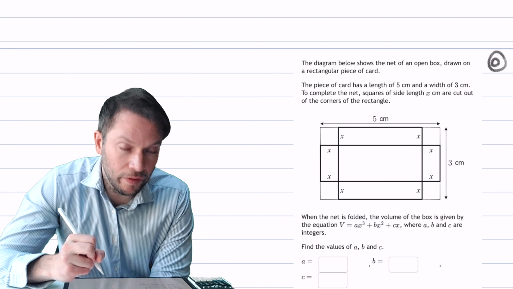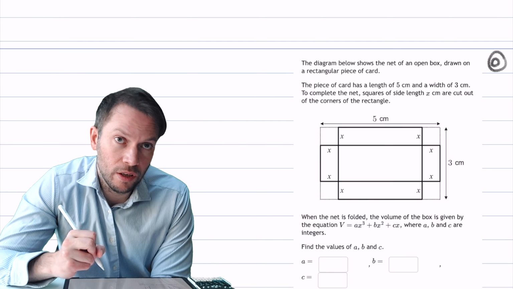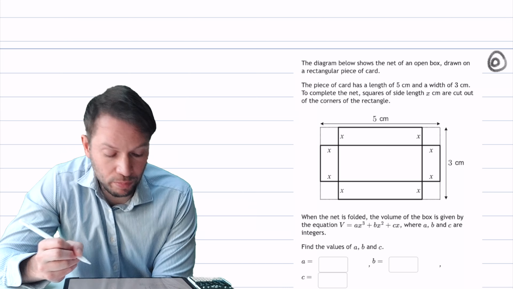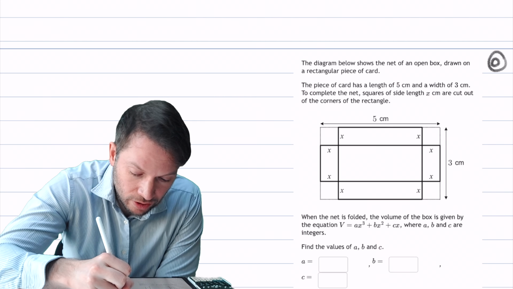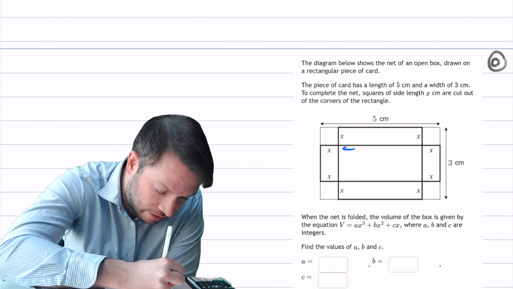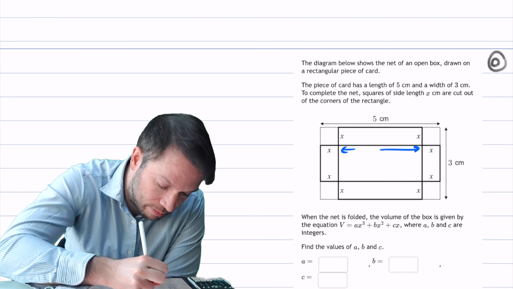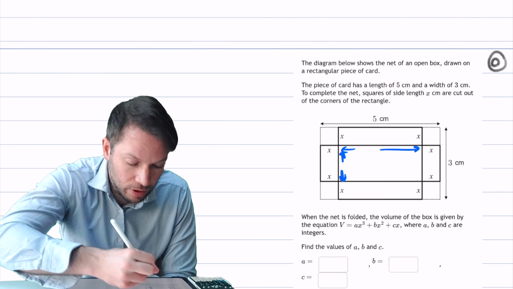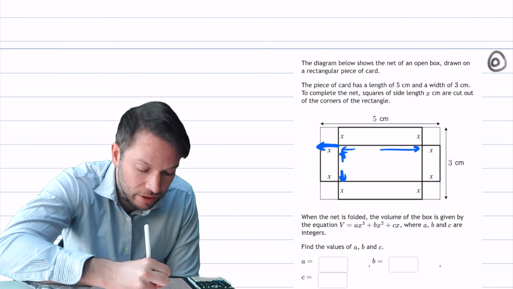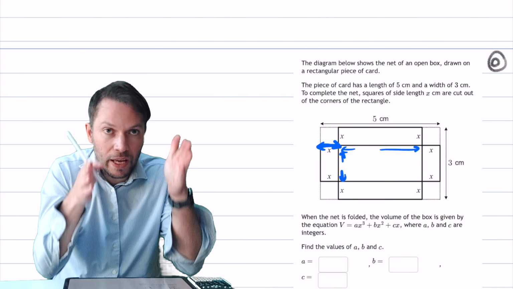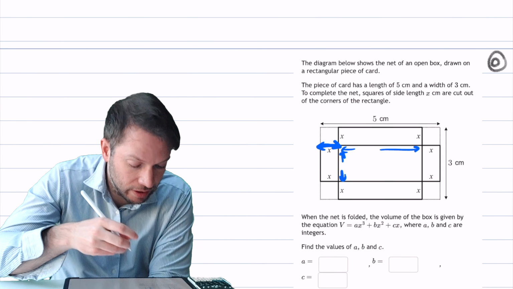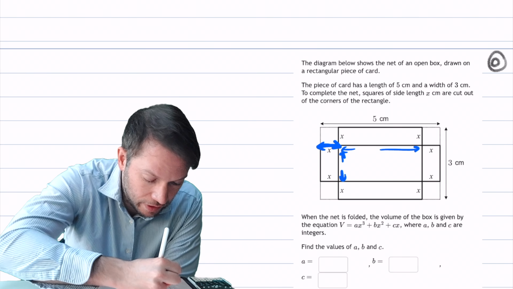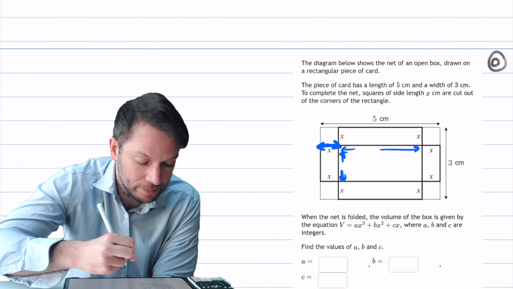Well, how would we find the volume of a cuboid? We do the length times the width times the breadth, right? So we need to take this length of the rectangle and times it by this length of the rectangle. And then the height of the cuboid would basically be this x here, wouldn't it? Because when you fold the flaps up, that would be the height of the cuboid. Now, we've got to find expressions for this length here and this length here.